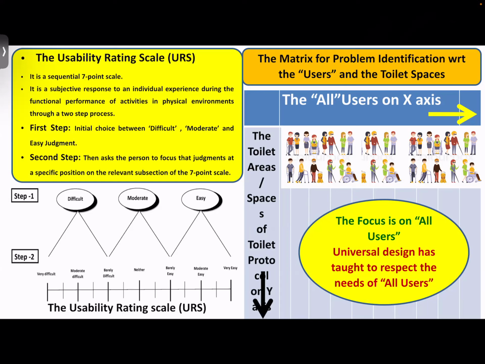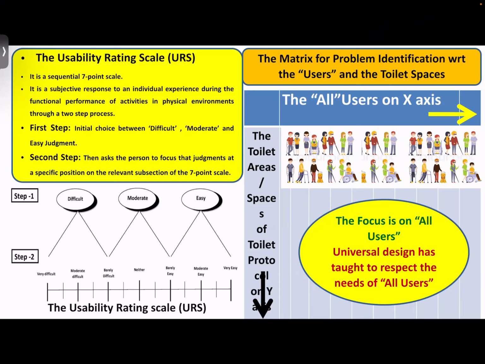And then again, the question is asked after the performance of the protocol or the usage of that particular space, in terms of whether it was barely easy, moderately easy, or very easy. So accordingly, if we see the scale, we can get the numerical values. This is what usability rating scale is.